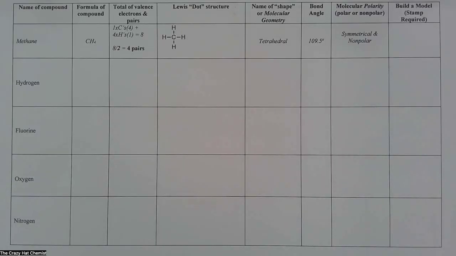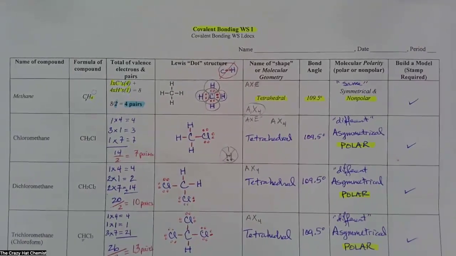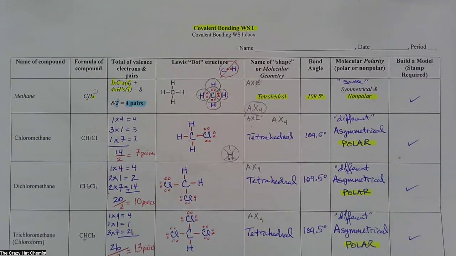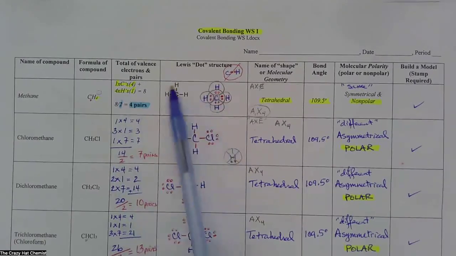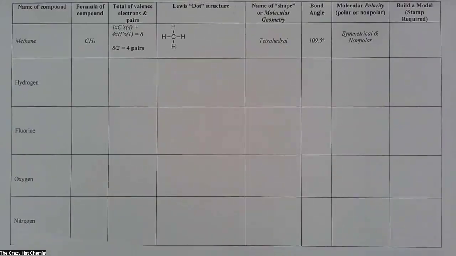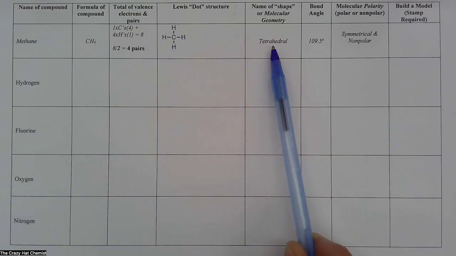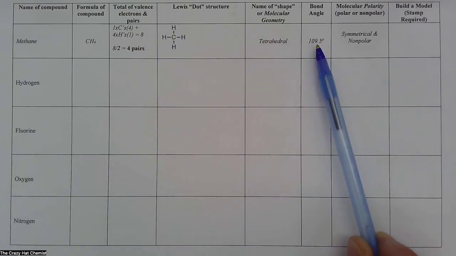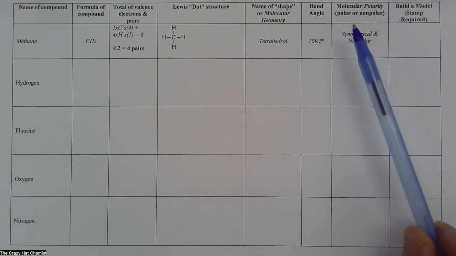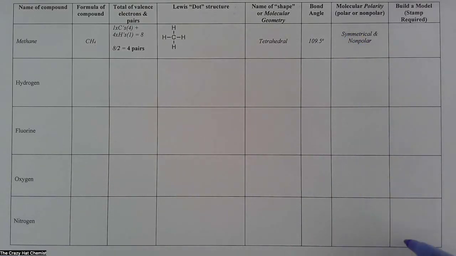And again, if you need a refresher on that, then you most certainly need to be watching my covalent bonding worksheet number 1, where I go over the details of that one specifically. That is the Lewis dot structure here, and that is a tetrahedral geometry, and that is 109.5 bond angle. It is nonpolar, and in my class, you would have to build that model, and you're going to get my autograph. All right. So without further ado, let's continue on.